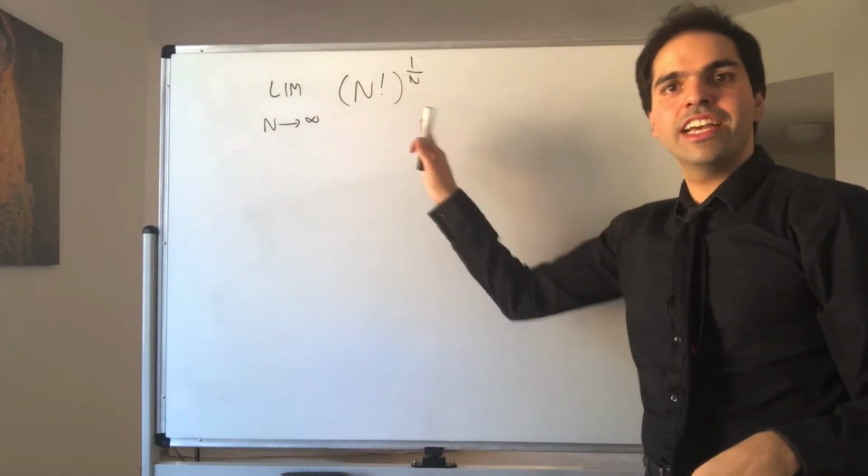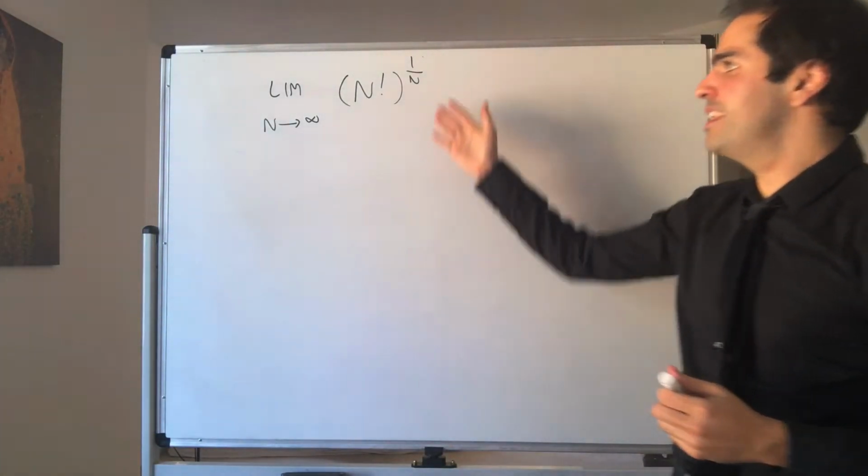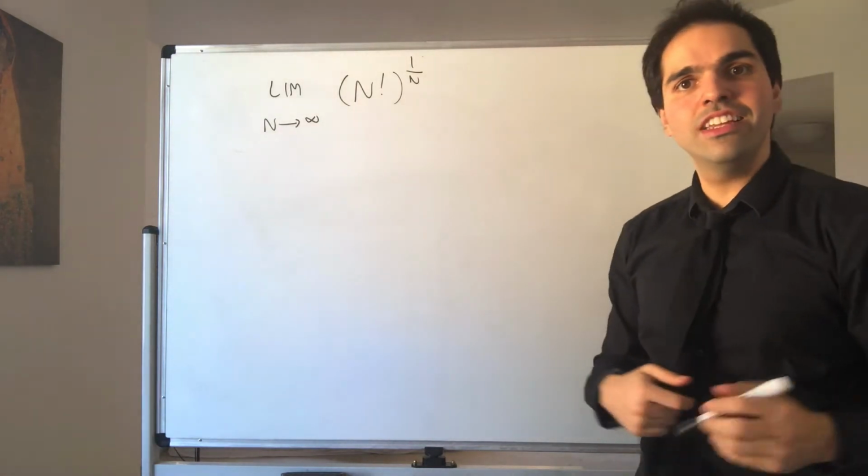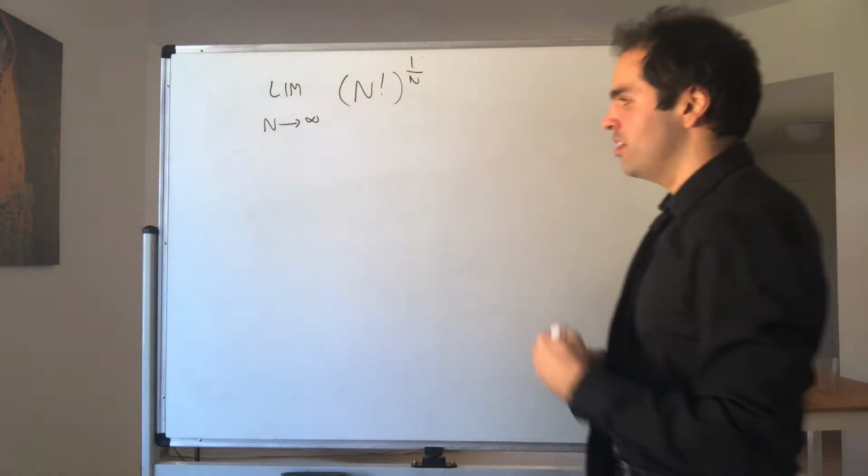Alright, thanks for watching, and today we'll calculate a very neat limit, namely the limit as n goes to infinity of n factorial to the 1 over n.